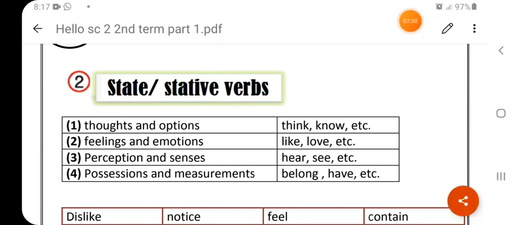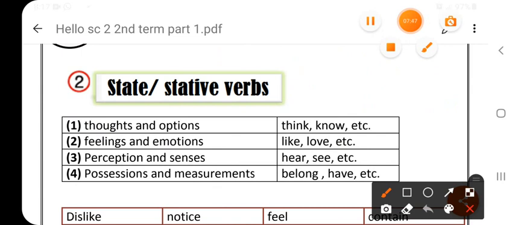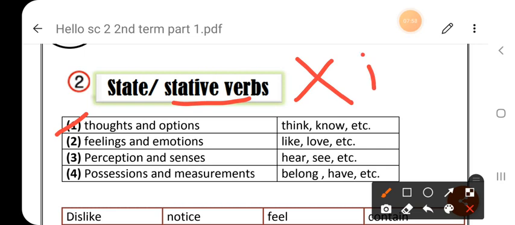How come? For example, senior 2, I can't say I'm thinking that the exam is easy, I'm knowing that he is whatever, or I'm understanding the lesson. That's totally wrong. Such verbs related to thoughts and opinions, your mind itself, we can't use ing. But again, what are stative verbs? Verbs that don't take ing. In other words, we can't put them in the present continuous.